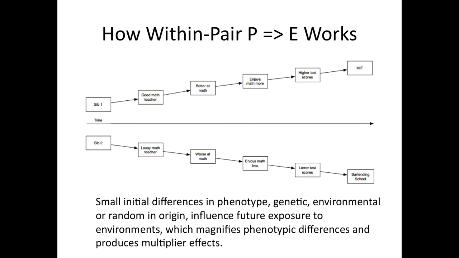Whereas sibling 2 gets placed in with the not-so-good math teacher when they notice that he doesn't seem to be performing as well. And then for the bright twin, because he's in the good class, he becomes even better at math, which makes math more fun, which gets him higher test scores, and that kid eventually goes to MIT. Whereas the dim twin takes the opposite path. From that lousy math teacher, he's worse at math, he enjoys math less, gets lower test scores, and winds up in bartending school.